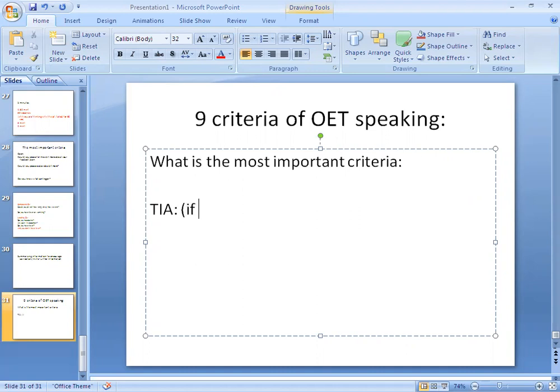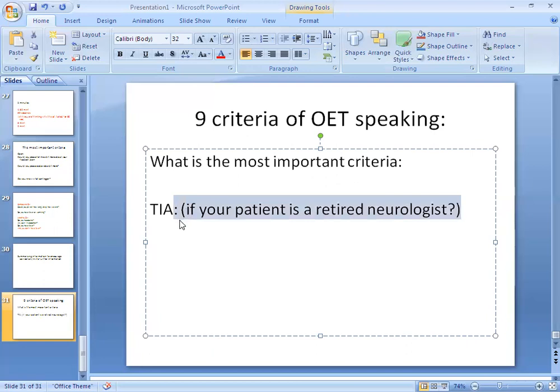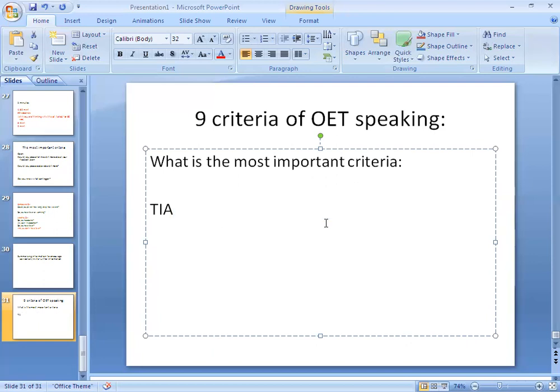Let us imagine your patient is a retired neurologist. Do you need to explain what is TIA? No, I think no, because he is a neurologist. Or maybe the patient has had TIA for the last 3 or 4 months multiple times. The patient already knows, even if he is not a neurologist. He knows what this TIA is.